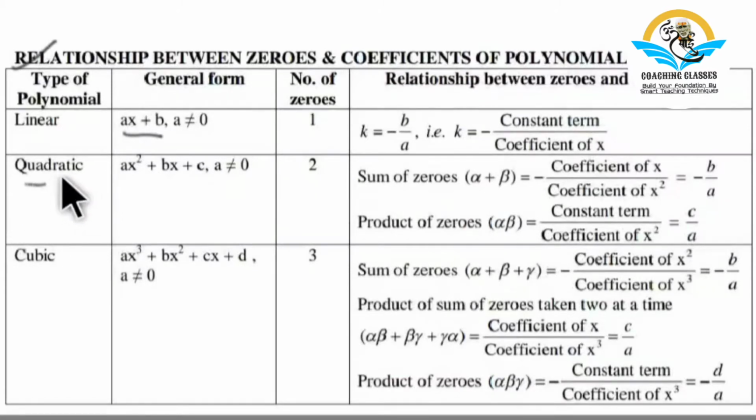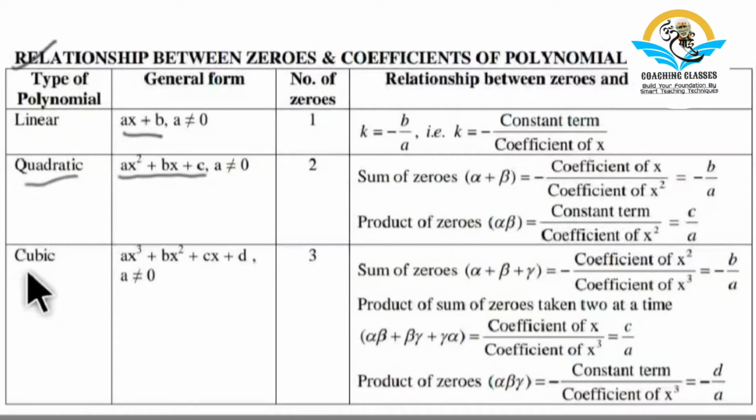Next is quadratic. The general form of a quadratic equation is ax² + bx + c, where a is not equal to 0. Here the degree is 2, hence the number of zeros is 2, and the relationship between zeros and coefficients is: sum of zeros, that is alpha plus beta, equal to minus coefficient of x by coefficient of x square, that is equal to minus b by a, and product of zeros, that is alpha beta, equal to constant term divided by coefficient of x square, equal to c by a.